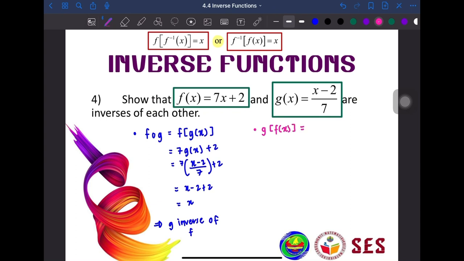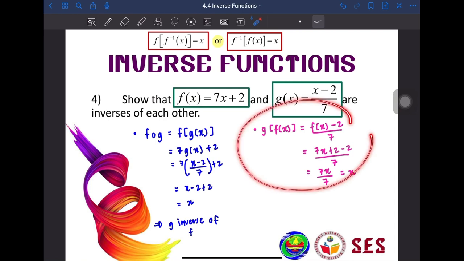Okay, kita nak check dapat apa. So, this is the original function gx. Sekarang dia punya input dah tukar jadi fx. Sini fx. So, sini pun fx. So, fx tolak 2 over 7. Okay, so kita masukkan saja fx kita, which is 7x tambah 2 tolak 2 bahagi 7. So, 2 tolak 2 kosong. 7x over 7 sama dengan x. So, again, we get x.